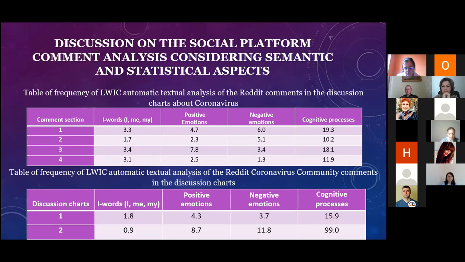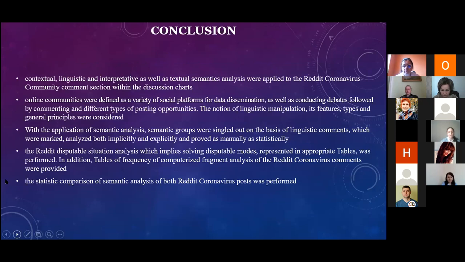Unlike cognitive processes in the first discussion chart, the second ones were substantiated mainly by the implicitly revealed unstable health modes and explicitness of taking actions to remain unlocked under usual life conditions. This time, Reddit discussion comment sections were chosen not from random unpopular opinions of the Reddit chatting network, but from the coronavirus community rubric. Concerning textual semantic analysis, semantic groups were singled out on the basis of linguistic comments, which were marked, analyzed both implicitly and explicitly, and proved as manually as statistically.